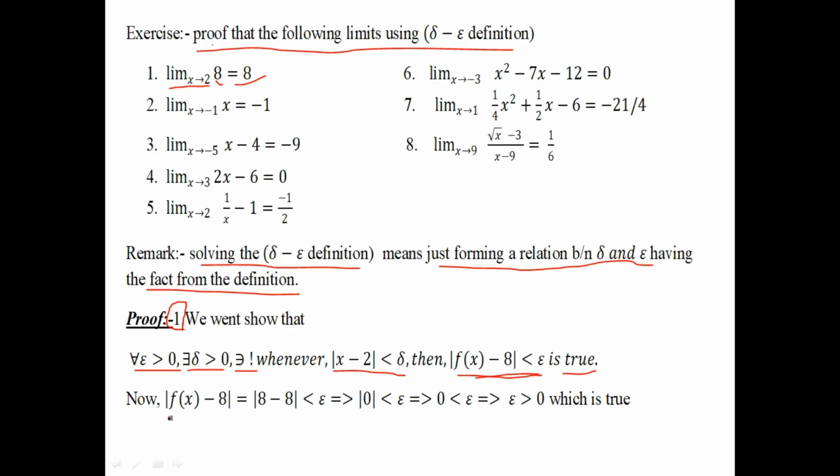Now starting from f of x minus 8, instead of f of x we will substitute 8, since in the place of f of x we have 8. Then 8 minus 8 is 0. So absolute value of 0 is 0, then 0 is less than epsilon, or epsilon is greater than 0, which is true as we have stated. Yes.